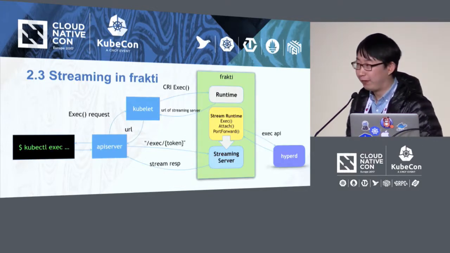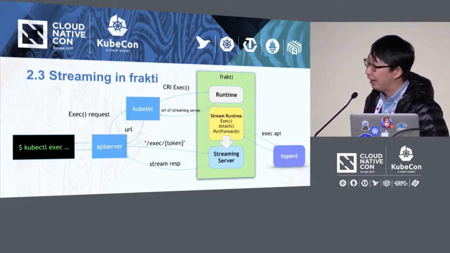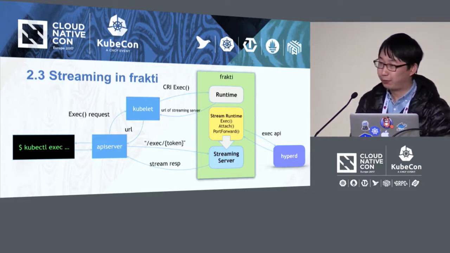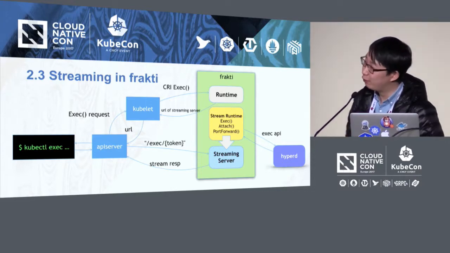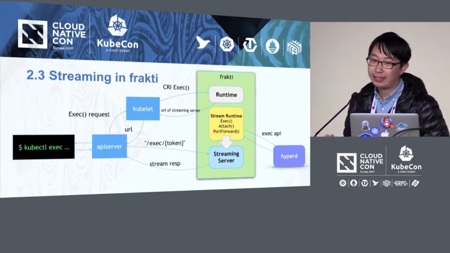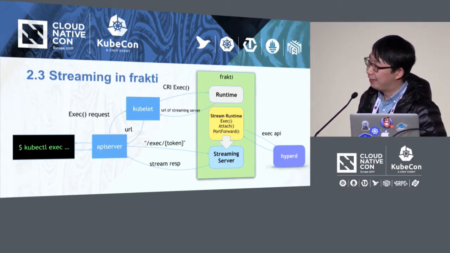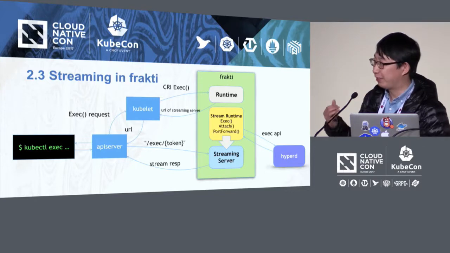And that's how Frakti works today, actually. Kubernetes will call the CRI exec API, and the Frakti runtime service will be responsible for returning the URL of the streaming server. And then the API server will establish a connection to the streaming server.